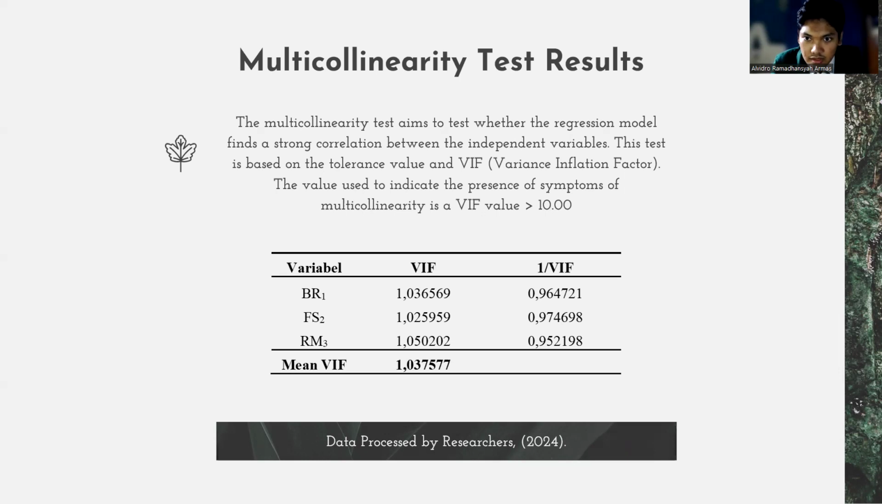As shown in this table, the VIF value for all independent variables used is less than 10. The mean or the average VIF is 1.037577, which is less than the upper limit value of 10. And the value of 1 divided by VIF is smaller than 0.1. Based on this result, it can be concluded that the regression model doesn't have symptoms of multicollinearity.